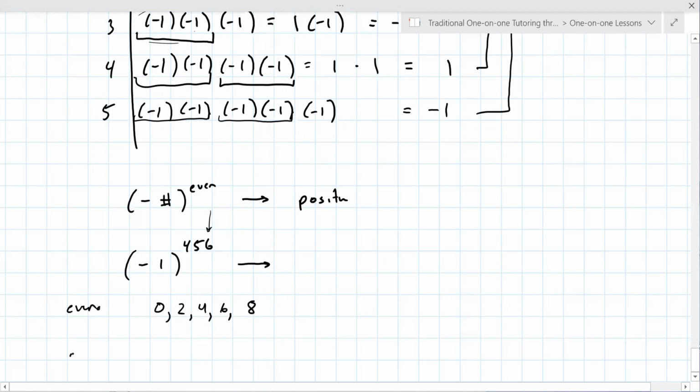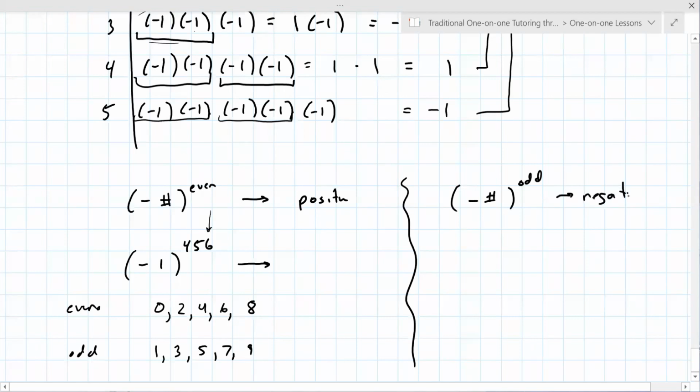So I'll just write it out here, just because I have the time to do that for you. If the ones digit ends in 0, 2, 4, 6, or 8, it's even. If the ones digit ends in 1, 3, 5, 7, or 9, it's odd. So any number to an even power always becomes positive. A negative number to an odd power always becomes negative.